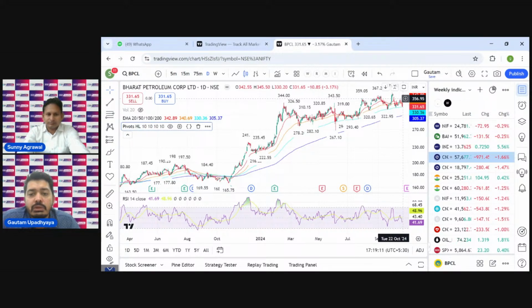So 360, which was its previous swing high, as you can see on the chart as well, would be the resistance, and if that is taken out, we believe the stock could move towards fresh highs in the near term. On the downside, the 200 EMA would be the next major trigger after the 100 EMA. Currently the stock is trading at the 100 EMA itself, that is 330, and below that, 305 is the major support zone.